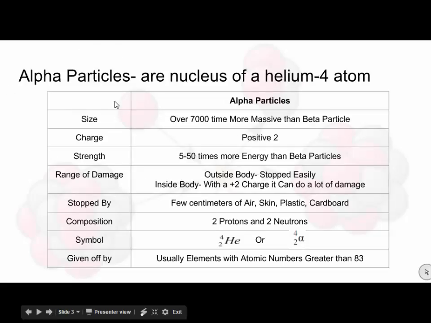Let's look at the alpha particle. The alpha particle is the nucleus of a helium atom, a helium-4 atom actually. Its size is very massive compared to the other two particles, over 7,000 times more massive than a beta particle. It has a charge of positive 2, because it is composed of 2 protons plus 2 neutrons, but neutrons don't have a charge. It has 5 to 50 times more energy than a beta particle.